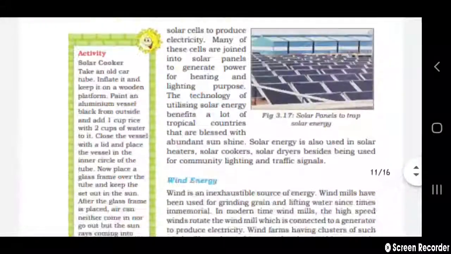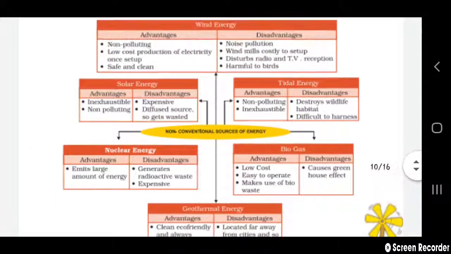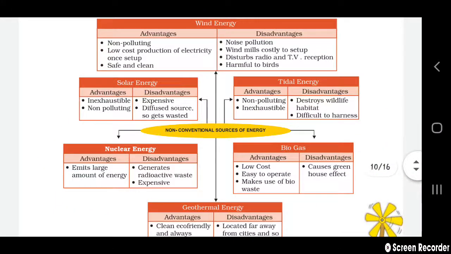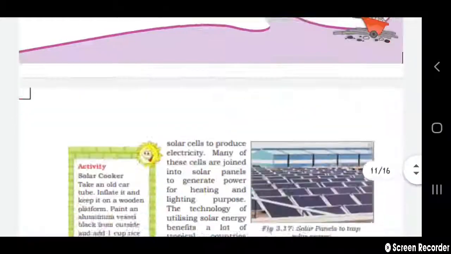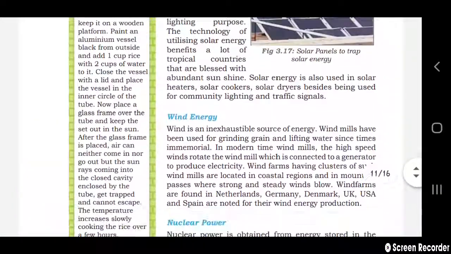So what are the advantages and disadvantages of biogas? It is low cost. You do not need any cost because you produce it from the waste you get near your house. It is easy to operate and makes use of bio waste. But one disadvantage is that it may cause the greenhouse effect.